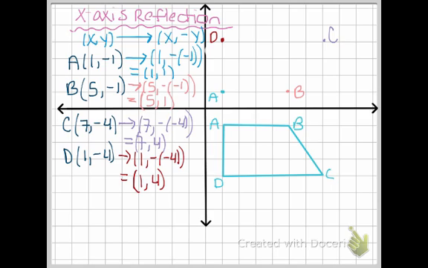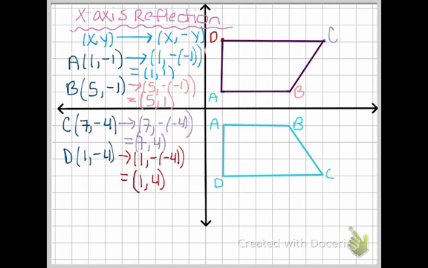B is at the point (5, negative 1), so when I multiply my y coordinate by negative 1, I get (5, positive 1), so that's my new B. Alright, C is at the point (7, negative 4), so when I multiply my y coordinate by negative 1, we get that our new C is at (7, 4). And then D goes from (1, negative 4) to (1, positive 4).